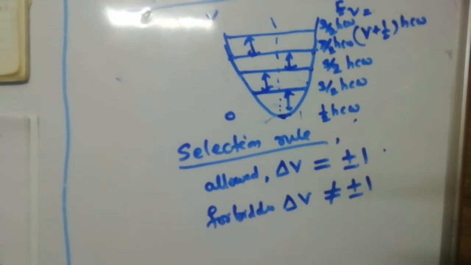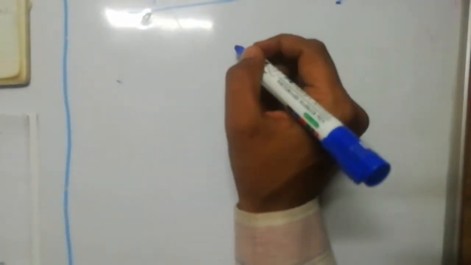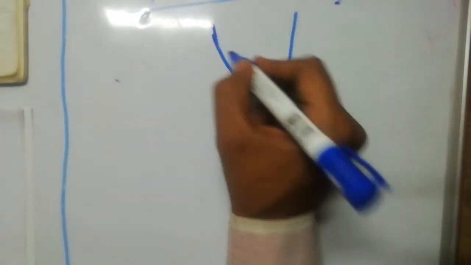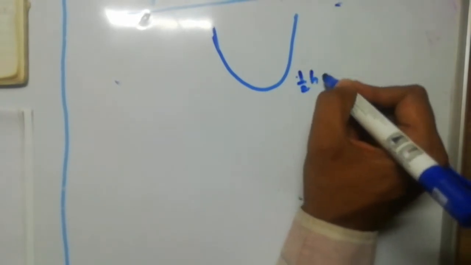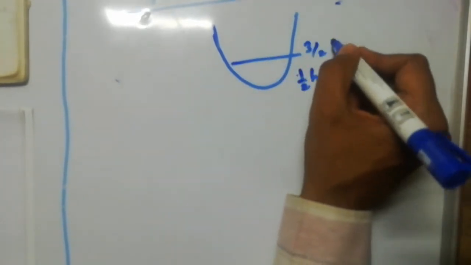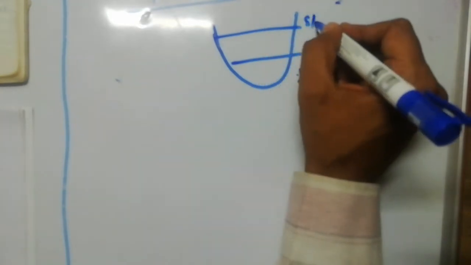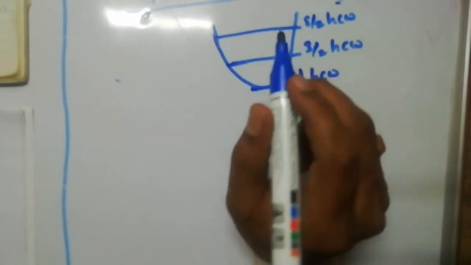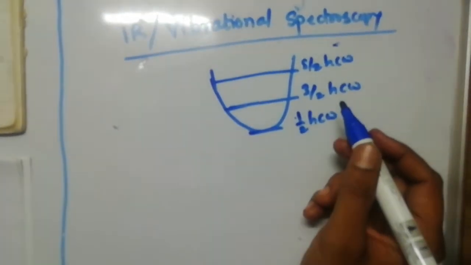Now how does the vibrational spectrum of a diatomic molecule arise? During the course of a vibrational transition, what happens? Say you have different vibrational energy levels. I will put 3 different vibrational energy levels here: half hc omega, 3/2 hc omega and 5/2 hc omega. These are the 3 different vibrational energy levels.